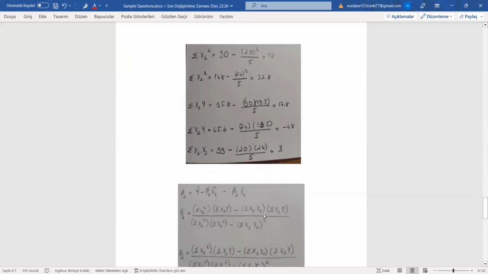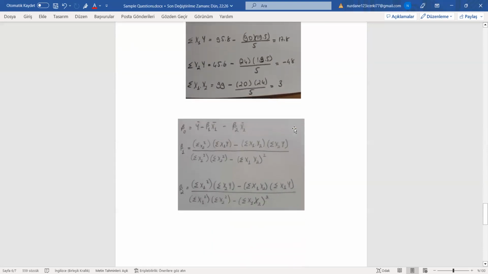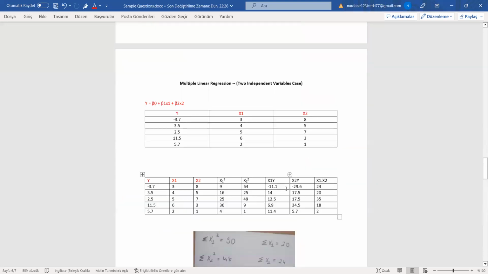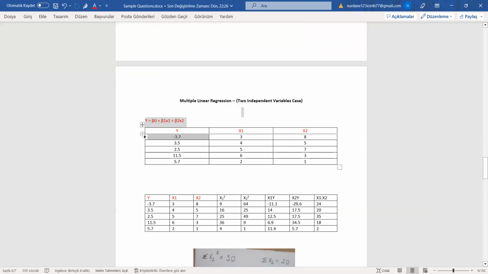So why are we finding these values? Because by these values we will find the coefficients. As you can see, these are the coefficient formulas for b0, b1, and b2. These formulations come from the equation at the beginning, which is that part. Okay, let's continue.